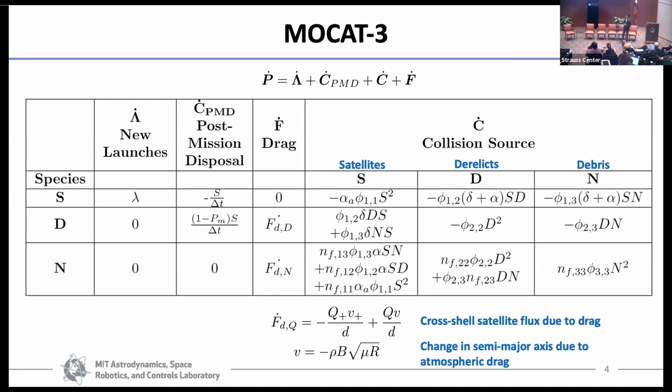Now, the last one is the big one: collision source. You can imagine all of these species will interact with one another, and how they interact is shown here. And you can see that it's really a square term, because that's the number of collisions that you'll get within a shell as the number grows. If you have n objects, n squared is the scaling law for the number of collisions. So that's what's shown here. Some other shell-to-shell interaction is shown on the bottom. But really, this is the simple case for the MOCAT-3. This is what the coupled ordinary differential equations look like for the three-species model.